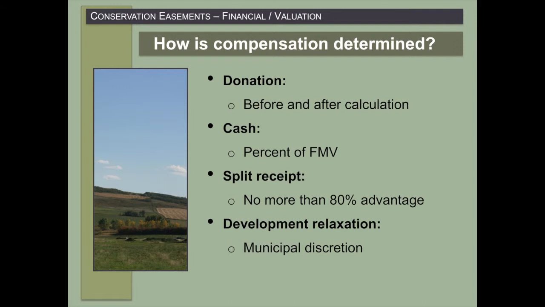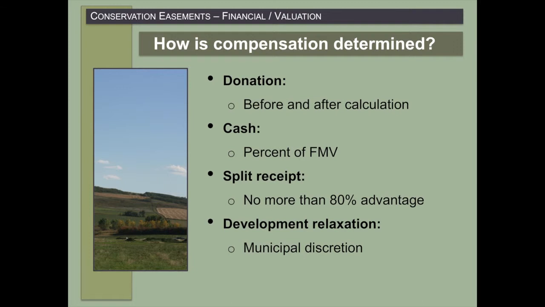Split receipt, as I said, is partial cash and partial tax receipt. It cannot be more than 80% cash. So it can be any combination below that. So if it's 70% cash, it's a 30% tax receipt. And then the development relaxation is up to the municipality to decide how they want to implement that or not.